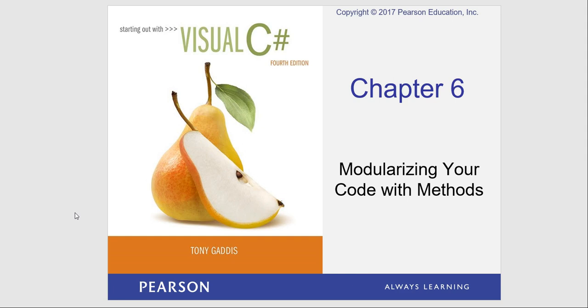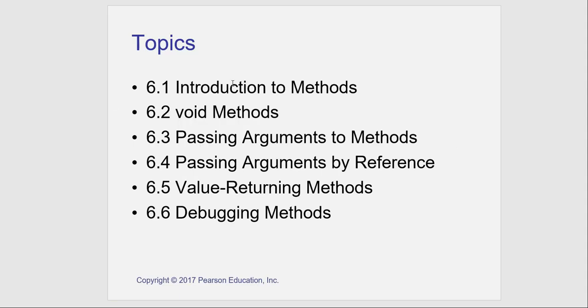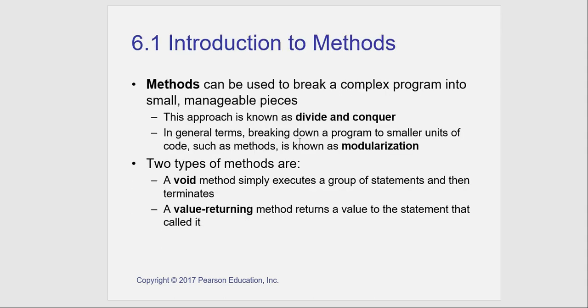All right, welcome. This is C#, Chapter 6, Modularizing Your Code with Methods. In this chapter, we're going to have a look at what is a method, a void method, how to pass arguments to methods, and how to pass arguments by reference, which is a different way of doing it. We'll look at value return methods and a little bit more on debugging as well.